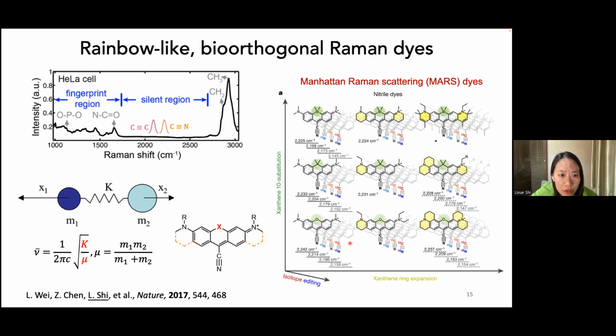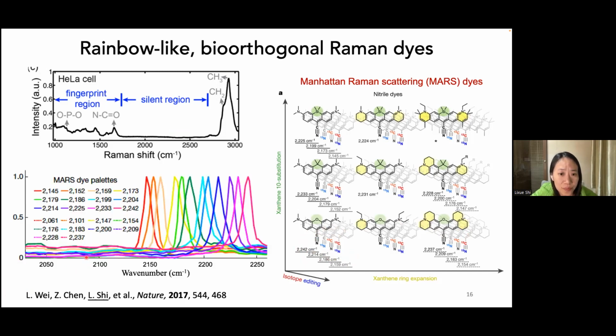Moreover, isotopic editing of the two atoms in the nitrile bond further enables Raman frequency modification by changing the reduced mass mu. Altogether, our MARS dye palette offered rainbow-like narrow band single peak bioorthogonal Raman features, thus providing an optical super-multiplexity.